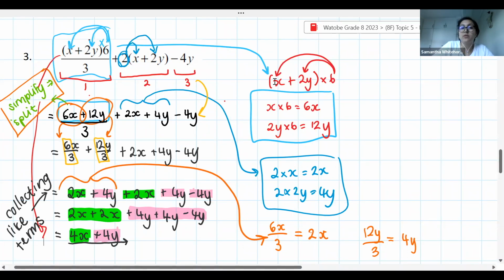Right, so guys, you always want to check what simplification you can do in terms of multiplication and division before you even start considering your like terms.